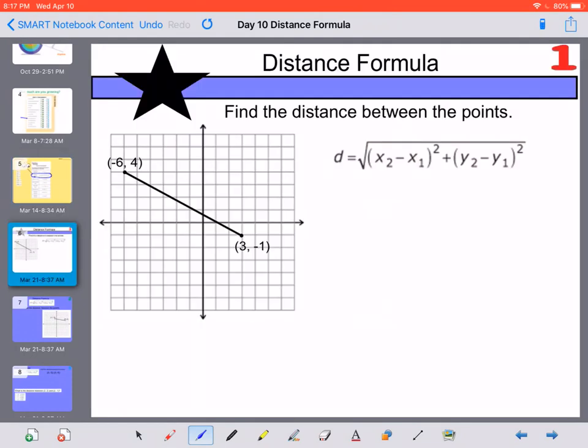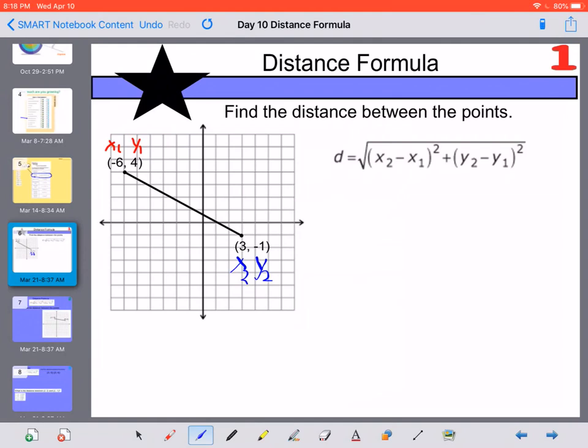So let's get started with one of these. Find the distance between the 2 points. We have -6, 4 and 3, -1. So -6 is going to be our x, 4 is going to be our y, 3 is going to be our x, and -1 is going to be our y. Now we just need to say which one is 2 and which one is 1. Looks like I'm starting at -6, 4, so I'm going to say those are x1 and y1. 3, -1 is where I end, so that's going to be x2 and y2.